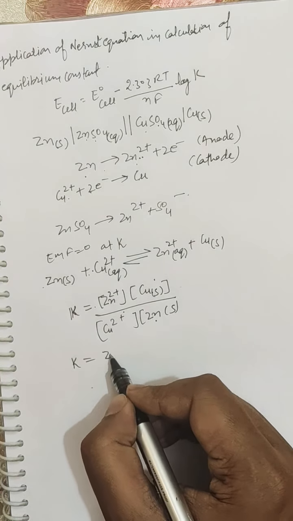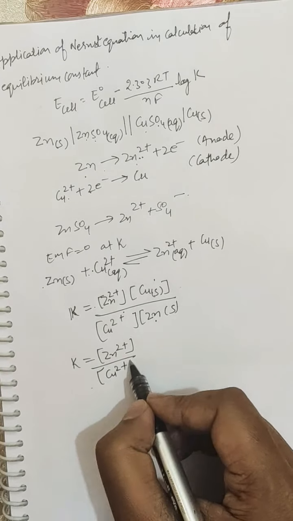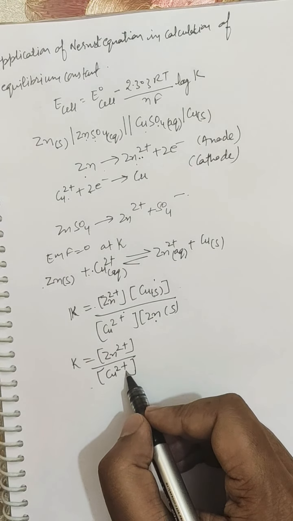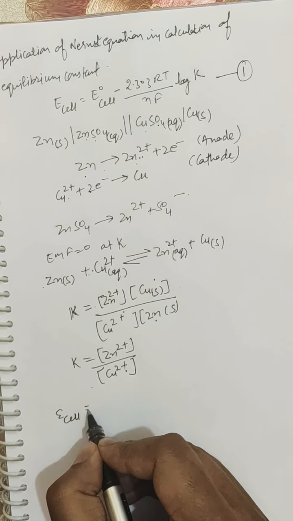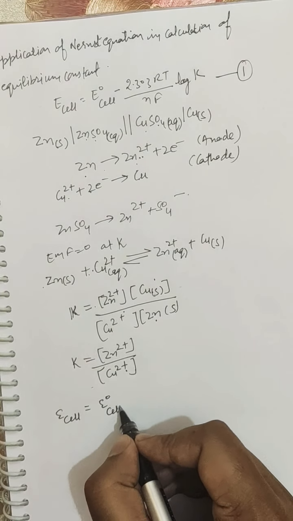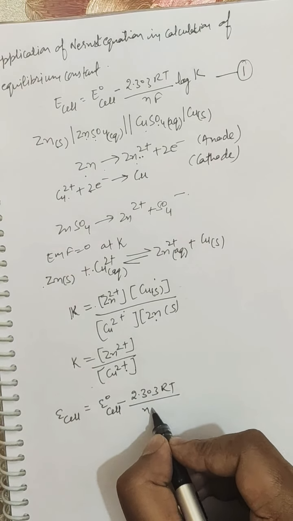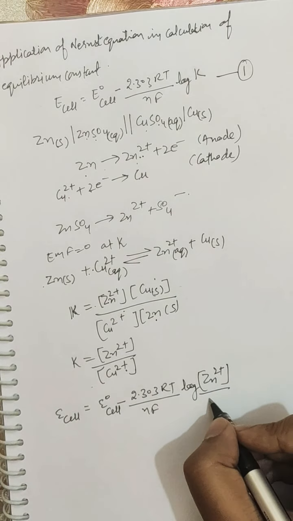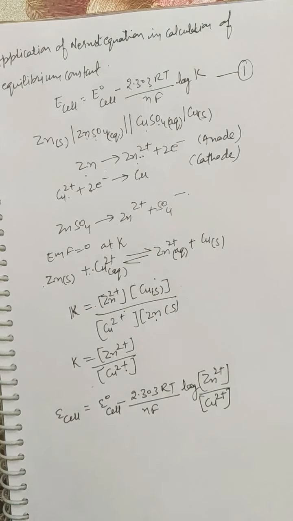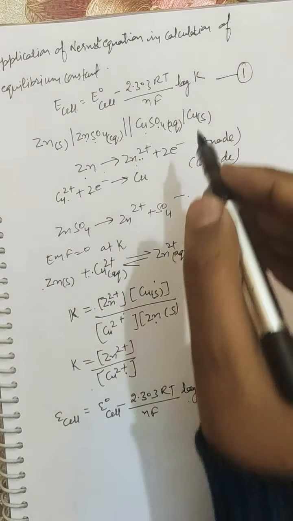So the above equation reduces to Zn²⁺ divided by Cu²⁺. Putting the value of K in the first equation, we get the EMF of the cell: E cell is equal to E° cell minus 2.303 RT over nF into log of [Zn²⁺] divided by [Cu²⁺]. So this is the modified form of the first equation.